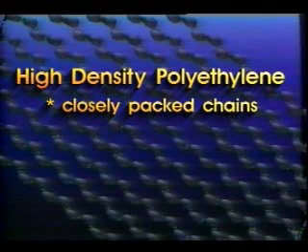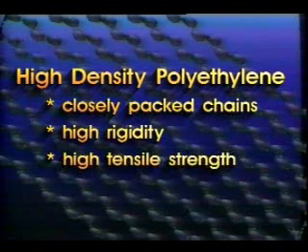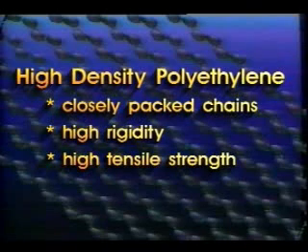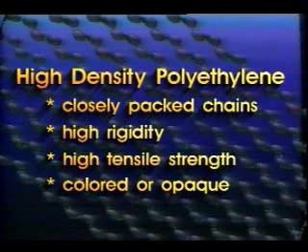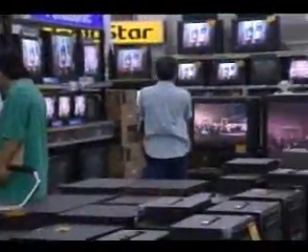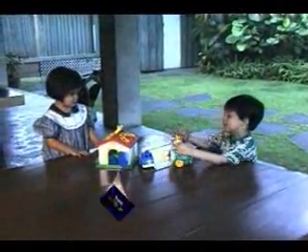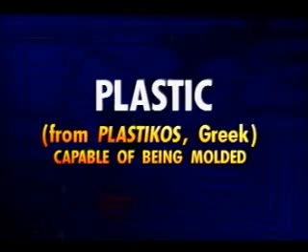The linear chains can pack closely, forming an ordered quasi-crystalline structure with high rigidity and high tensile strength. High-density polyethylene melts at about 135 degrees Celsius. High-density polyethylene products are usually colored, opaque, and are formed in molds. Threaded bottle caps, TV cabinets, beer crates, or toys are some examples. In passing, we note that the term plastic comes from the Greek word plastikos, which means capable of being molded.